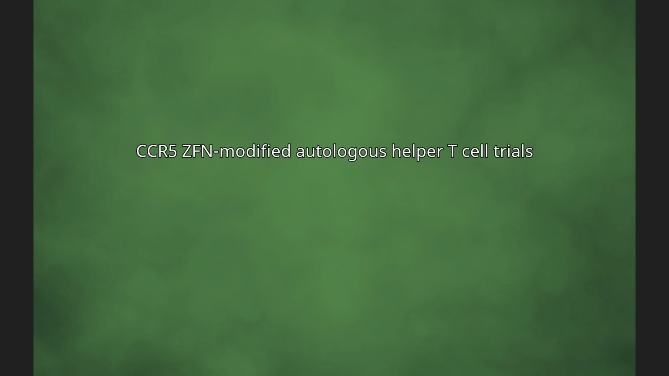CCR5 ZFN-modified autologous helper T cell trials. A phase I/II clinical trial enrolled 12 patients with acquired immune deficiency syndrome, AIDS, to test the safety and effectiveness of administering ZFN-modified autologous helper T cells. Through targeted deletions, the custom ZFN disables the CC chemokine receptor 5 (CCR5) gene, which encodes a co-receptor that is used by the HIV virus to enter the cell.